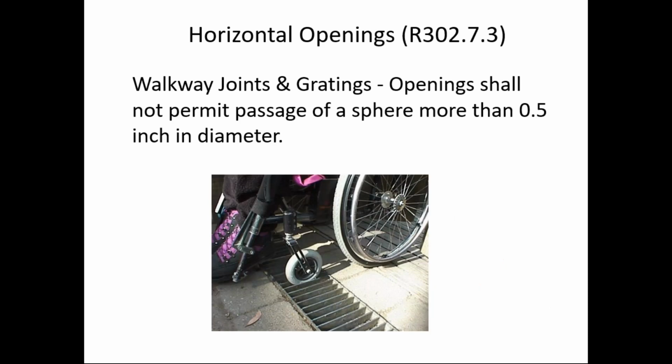Regarding surface, we also need to pay attention to horizontal openings like joints and grates. PROWAG says the openings shall not permit passage of a sphere more than a 1/2 inch in diameter. And you can see here an example, the small front wheels of that wheelchair have gone into that grate. The chair will come to an abrupt stop, and it could actually catapult the person in the chair out of the chair onto the sidewalk where they could be seriously injured. Or grates like that affect people with walkers or crutches or braces. It affects the bearing and stability of those crutch tips or cane tips.